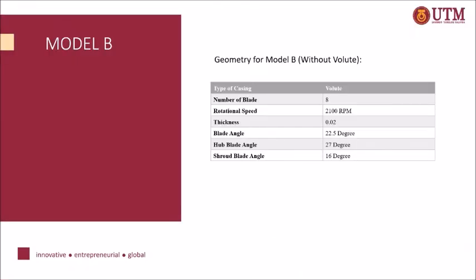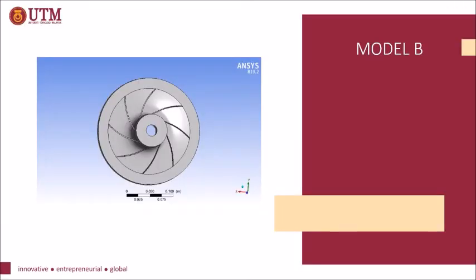Next is the geometry for Model B, which is designed without volute casing. The number of blades is also similar to Model A, which is 8. Rotational speed is 2100 rpm. Thickness is also similar, 0.02. Blade angle, hub blade angle, and shroud blade angle are also similar to Model A. This model is named Model B.